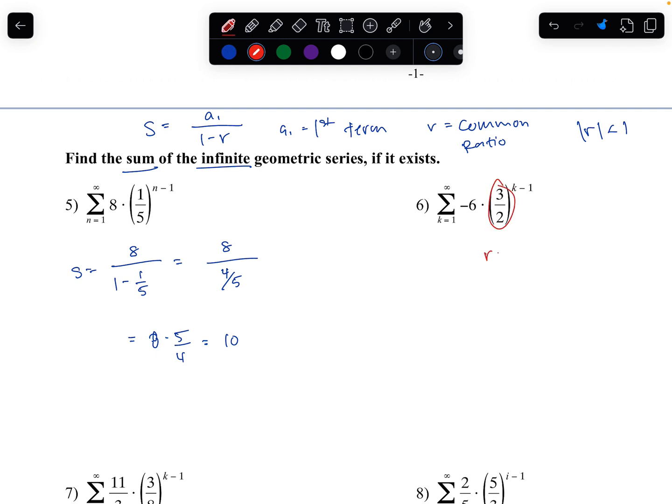For this next one right here, the ratio is equal to 3/2, which is greater than 1, which goes against the rule for infinite geometric series. So we can say the sum does not exist.